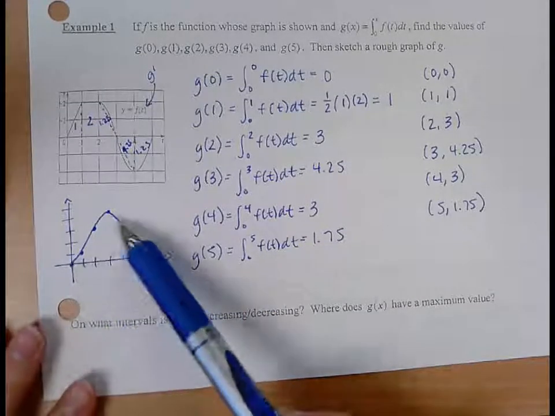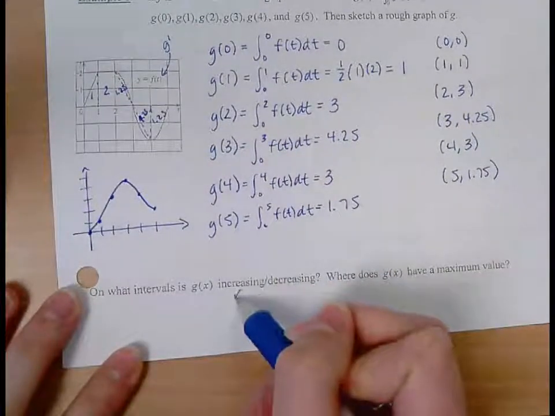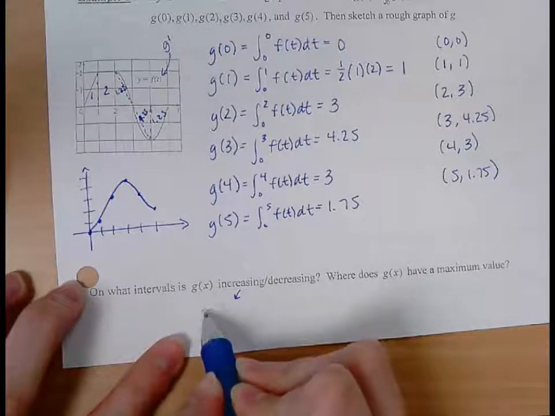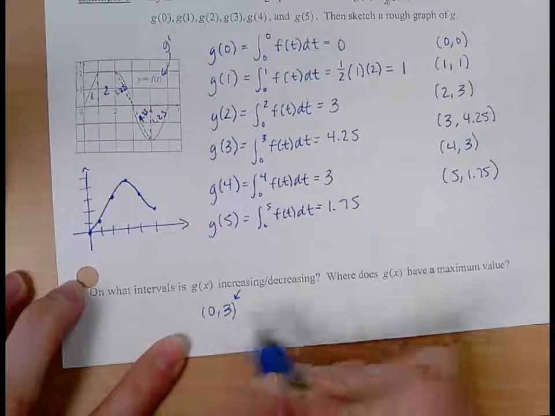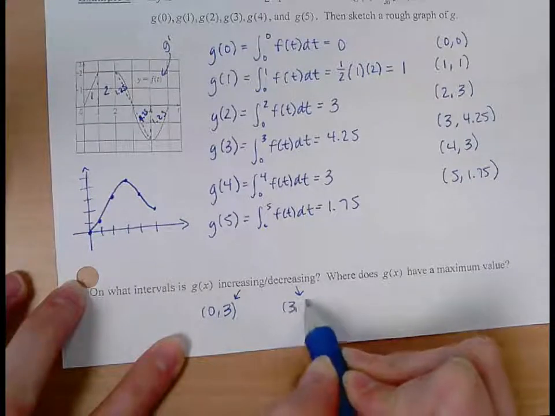So we can see from the graph that we just made, and then also from the values we found, that g is increasing from 0 to 3, and then decreasing from 3 to 5.